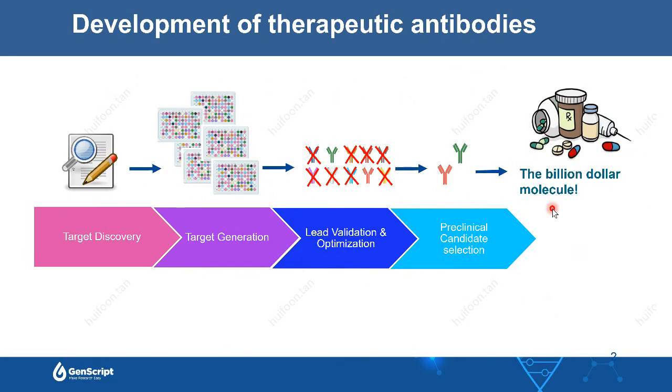The overall discovery process of therapeutic antibodies can be broadly divided into four stages, which are target discovery, target generation, lead validation and optimization, and preclinical candidate selection. The process of discovery and development of a first-in-class drug begins with the identification of a new drug target, such as an enzyme linked to a disease process. Once a new target has been identified, various strategies are used to provide validation of the targets and to support decisions, such as initiating an extensive drug discovery program, conducting a proof of concept trial in humans, or partnering with another organization.